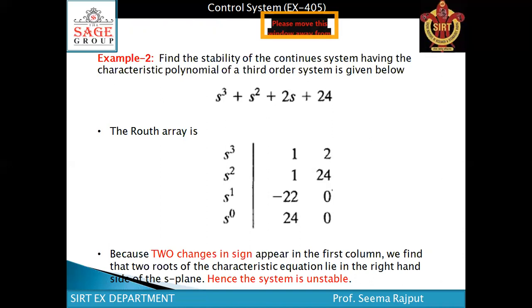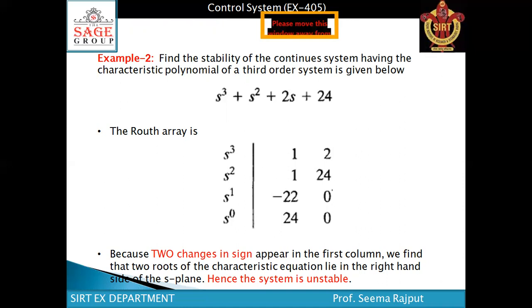Okay. Now we have to solve this. Solve the other rows. So 1 into 2, that is 2, minus 1 into 24, that is 24. So 2 minus 24 upon 1, that is minus 22. And another value is 0. So minus 22 into 24, minus 1 into 0 upon minus 22, that is 24.